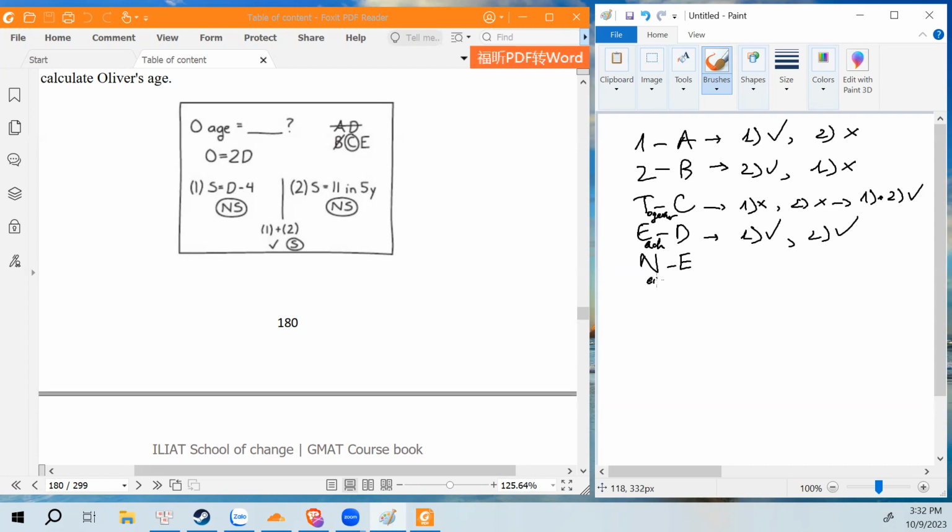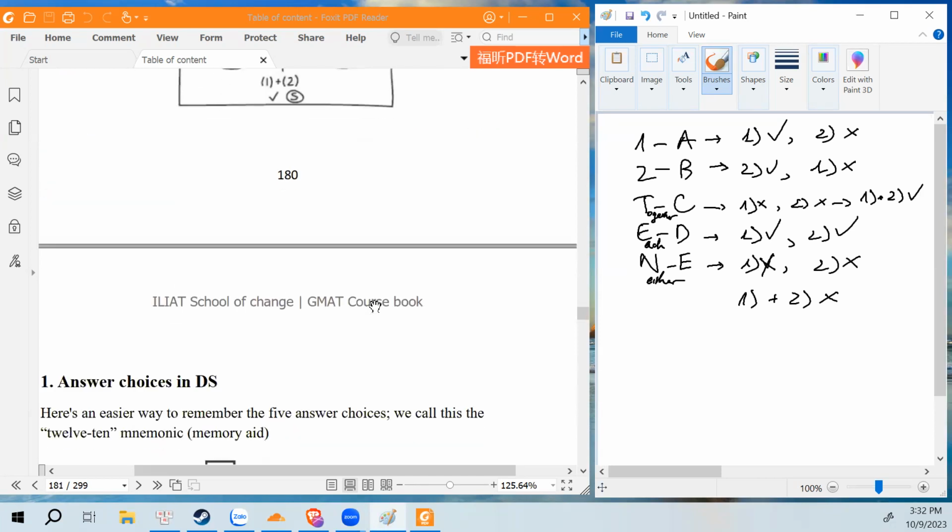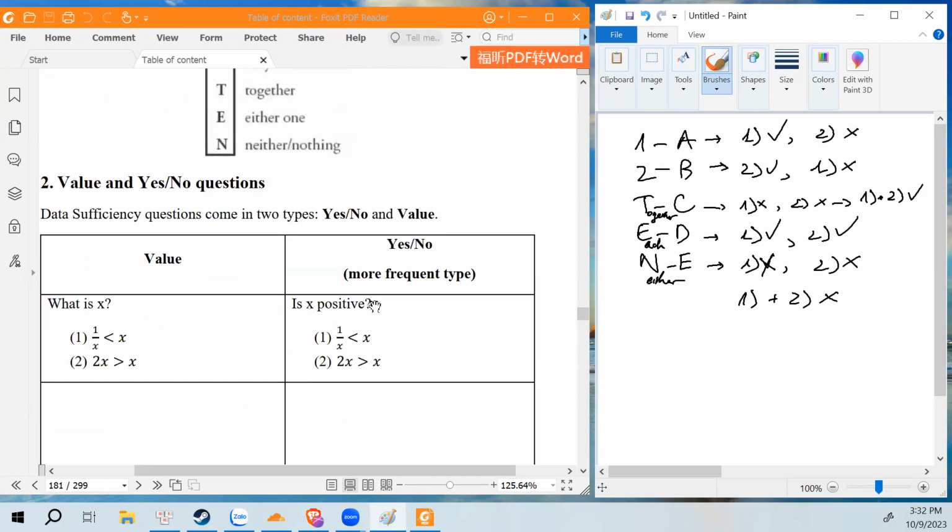N, neither. For answer choice E, what does that mean? It means that neither answer choice alone is sufficient. Neither is sufficient. And even when you combine them together, they're still not sufficient. So that's a tip to remember these 5 answer choices to avoid reading them over and over again as you go through the data sufficiency questions. But usually with enough practice, you're going to remember them.